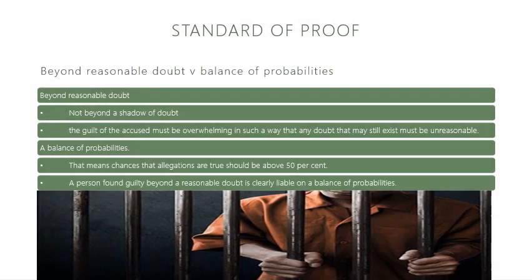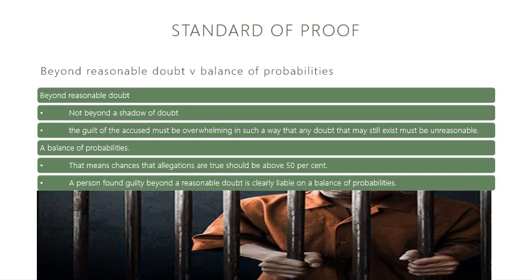We talked about this. The standard of proof is different between criminal and civil cases. In criminal cases, it is beyond reasonable doubt, and in civil cases, it is on a balance of probabilities. Now, in terms of criminal cases, beyond reasonable doubt is different from beyond a shadow of a doubt, because doubt will always be there, but we want it to be a reasonable doubt. Beyond a shadow of a doubt is hard to really achieve.